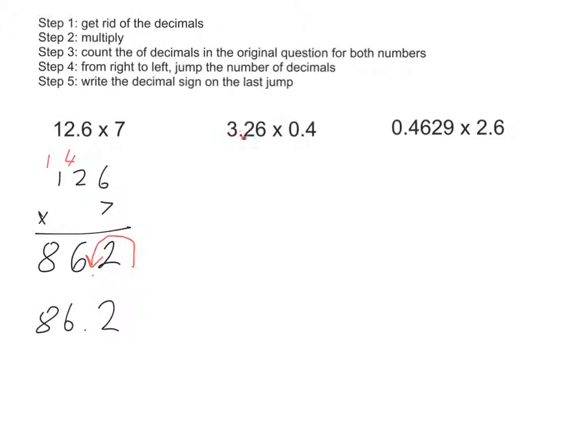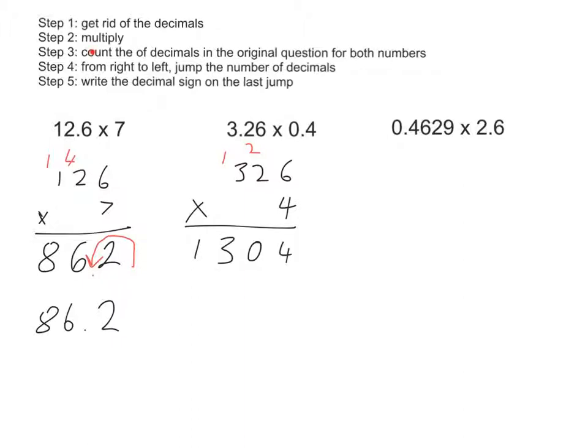Next question, 3.26 multiplied by 0.4. Step 1, get rid of the decimal, so we'll do that. 3.26 becomes 326 multiplied by 4. So step 2 is multiply. So 4 multiplied by 6 is 24. 4 multiplied by 2 is 8, plus 2 is 10. 4 multiplied by 3 is 12, plus 1 is 13.